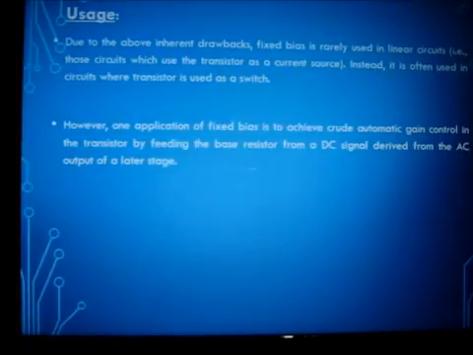However, one application of fixed bias is to achieve crude automatic gain control in the transistor by feeding the base resistor from a DC source and deriving it from the AC output at a later stage. So for this, you must remember that the transistor acts as a switch and not as a linear circuit.